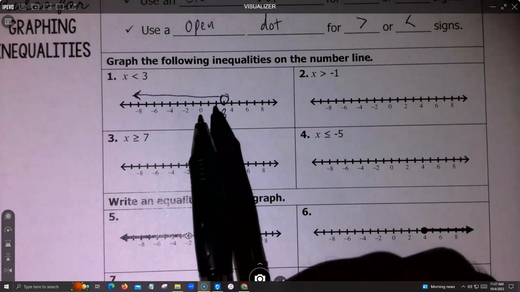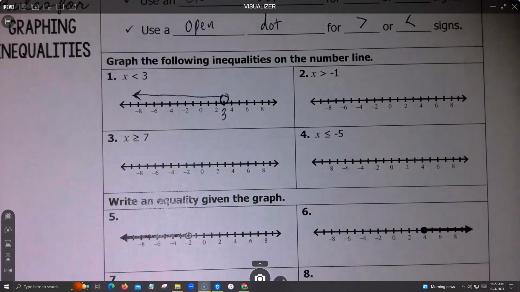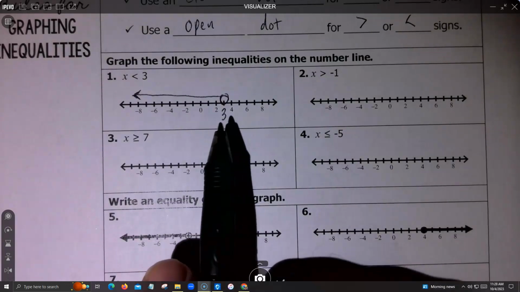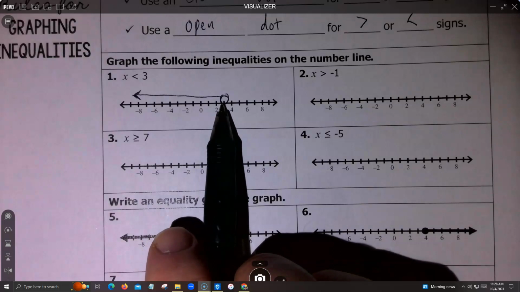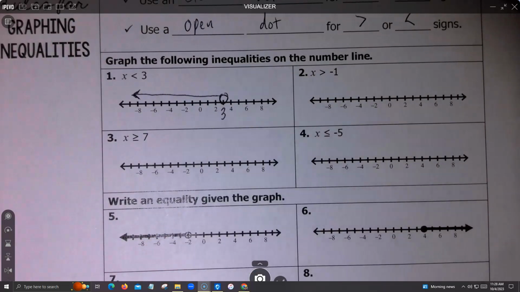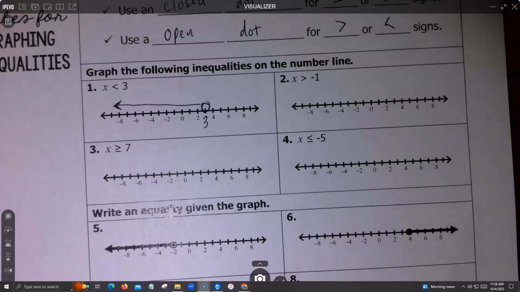So technically, I can go all the way up to 3, meaning I can pick 2.99999999999 and so on. That's technically less than 3. So I can go all the way up to 3, but I can't include 3. I can walk all the way up to 3, but I can't actually step on the number 3. So I can approach it as much as I can. That's what we say in mathematics. We can approach that number, but we can't actually get on it.